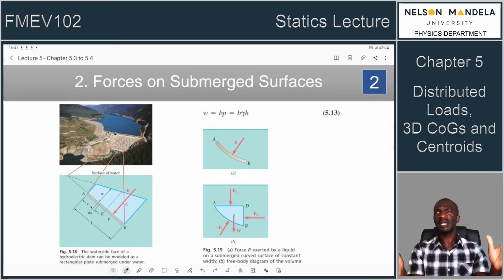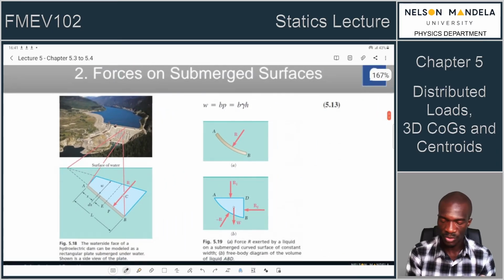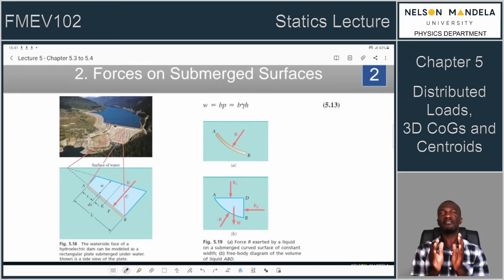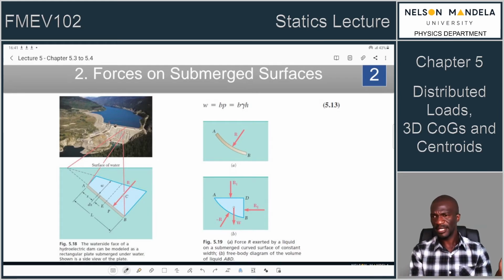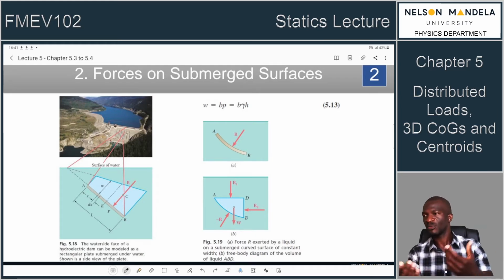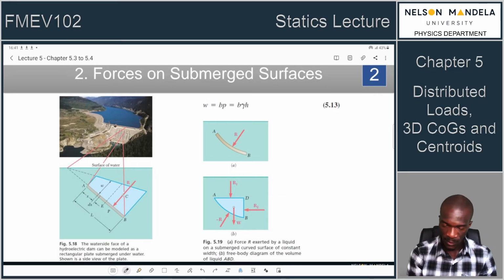So to get a picture of how this works, we have figure 5.18. It introduces us to the orientation of a dam wall and what is called the section of a distributed load of a dam wall. The fundamentals that we still remember, I suppose, from your FEV 101 are that pressure increases with what? With depth, right? Pressure increases with depth. So remember this when we look at this orientation.